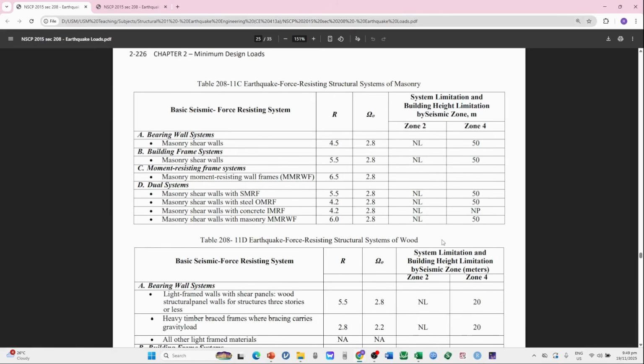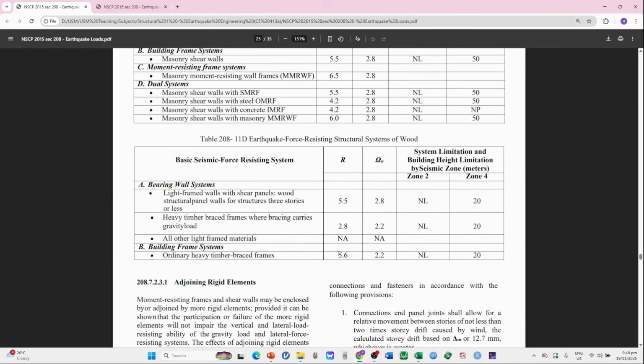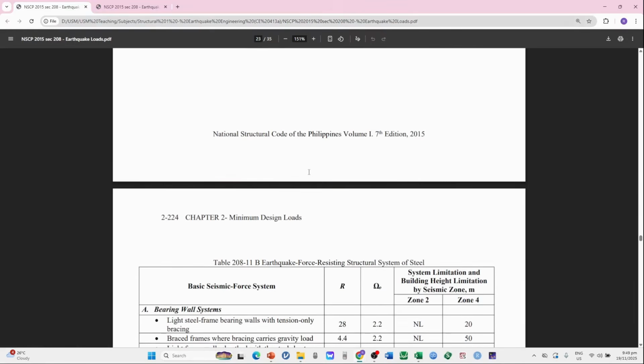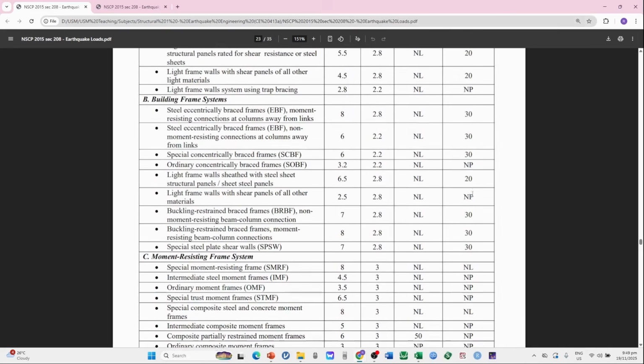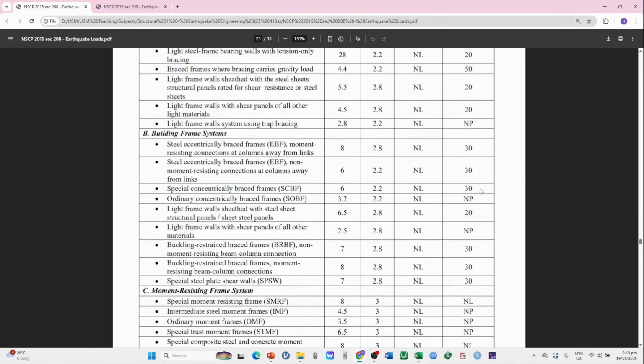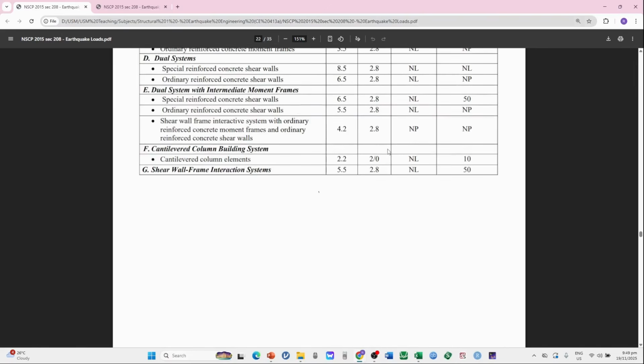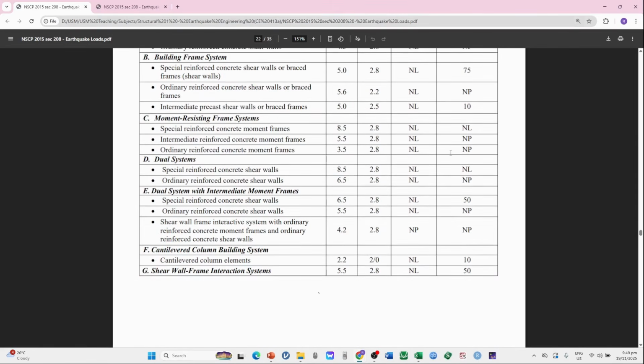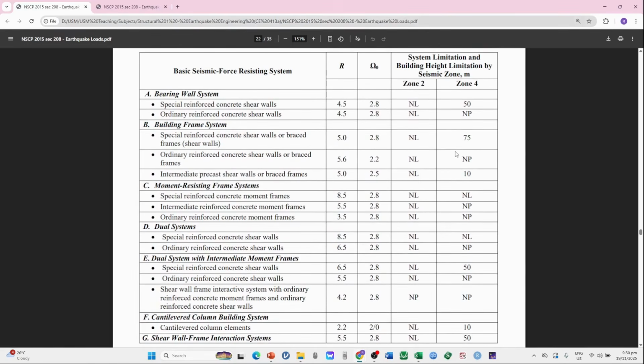So we also have wood. So although we don't focus too much on wood here in the Philippines, we have two systems, the bearing wall systems and the building frame systems. So they are permitted up to 20 meters in zone 4. So you can rely on these NSCP provisions, and please follow the limitations and permissions if we can really build these systems. So I hope that you can design your buildings according to the NSCP standard so that we can have strong and earthquake resistant buildings.